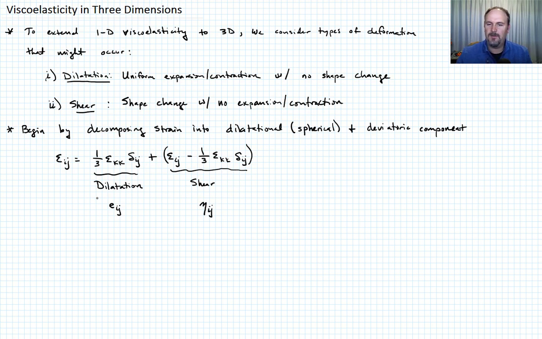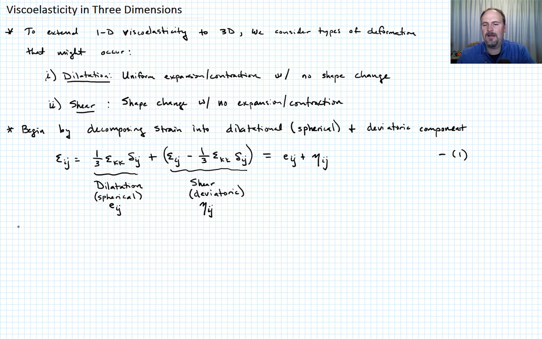Maybe I should put it under here. This is spherical, and underneath the shear, this is deviatoric. Let's go ahead and call this equation 1. So I can write this as Eij plus eta ij. So there's our dilatation and shear components.